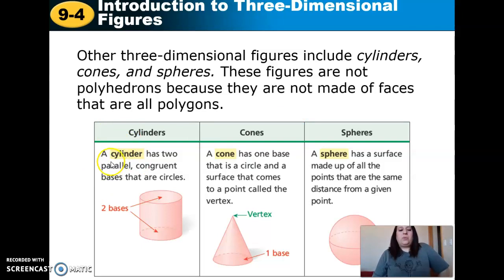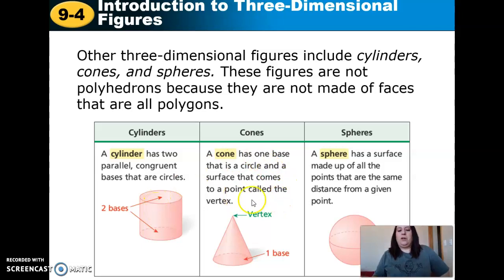So next one is a cylinder. A cylinder has 2 parallel congruent bases that are circles. A cylinder can be anything. It could be a can of soup, or something that fits into your Legos. A cylinder can be anything that has 2 circles on the top and the bottom.